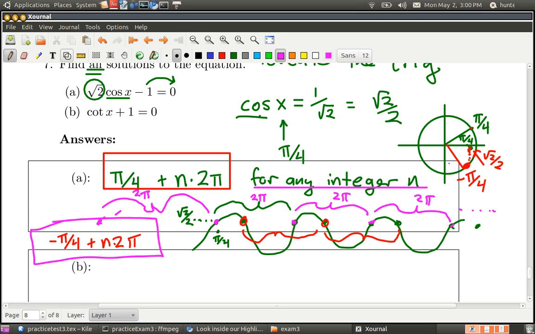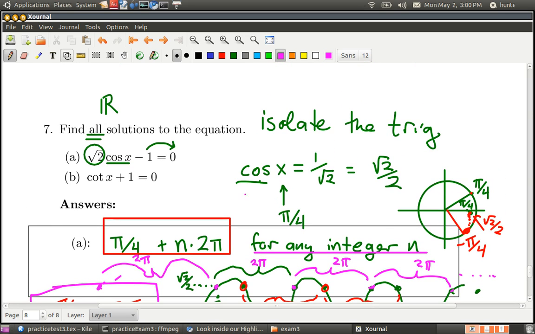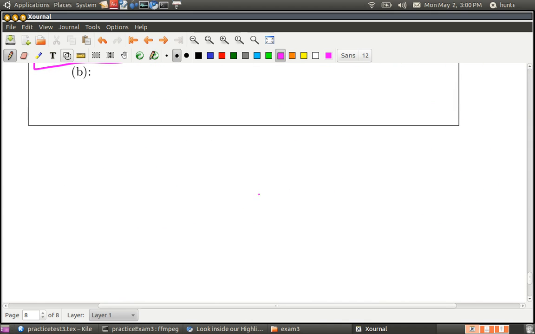All right. And let's go through here and look at the second one. So the second question is about cotangent. And it's saying, when is cotangent plus 1 equal to 0? So let me rewrite that here. We want to solve cotangent x plus 1 equals 0. So the same thing as cotangent x equals minus 1.